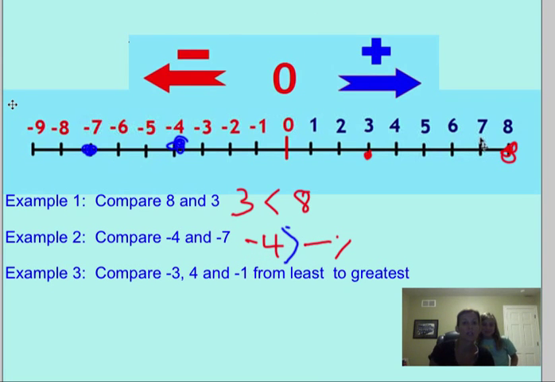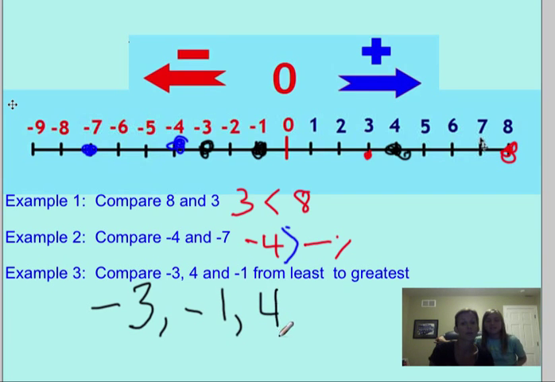In example 3, we have 3 integers to compare from least to greatest. So we're going to go ahead and change pens again. And we've got -3, +4, and -1 on your number line. And now we need to put them from least to greatest. So -3 comes first because it is the smallest, the one towards the left. Then -1 is next, and 4 is the bigger number. So from least to greatest, we have -3, -1, and +4.